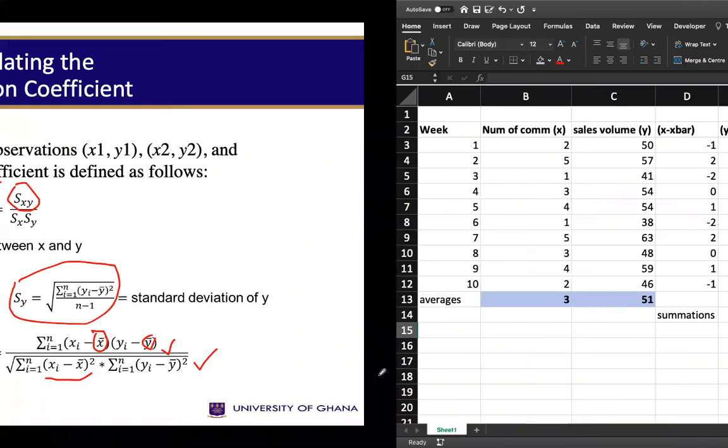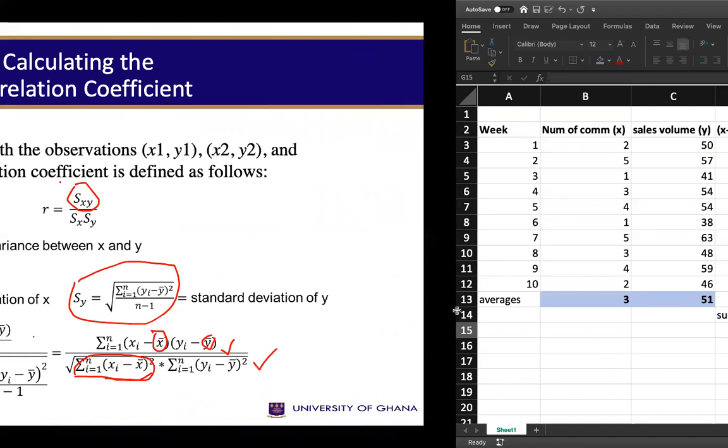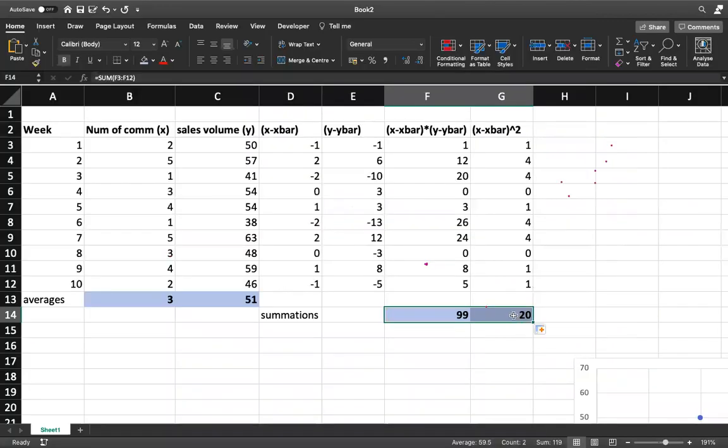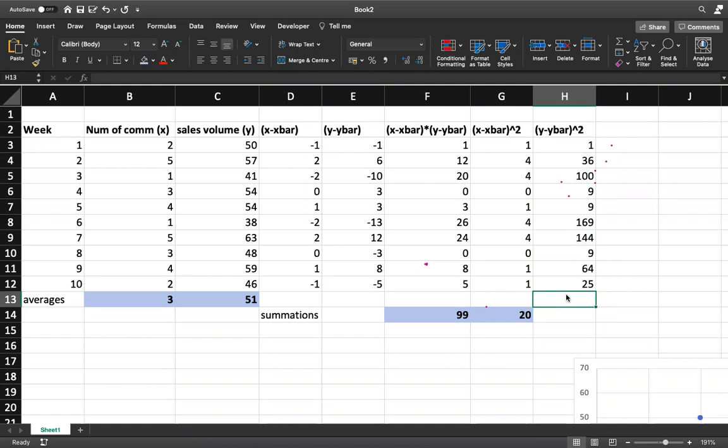Then the document says that you should sum all of that X minus X bar squared. So we put them together and then we get 20. Then we do the same for Y minus Y bar all squared, that is also this with the power 2, and then you run it through. So basically what we have is 1 squared, 6 squared, 10 squared, 3 squared, 3 squared, minus 13 squared, 12 squared, 8 squared, and minus 5 squared. Then you sum. We have what we need to solve our question.